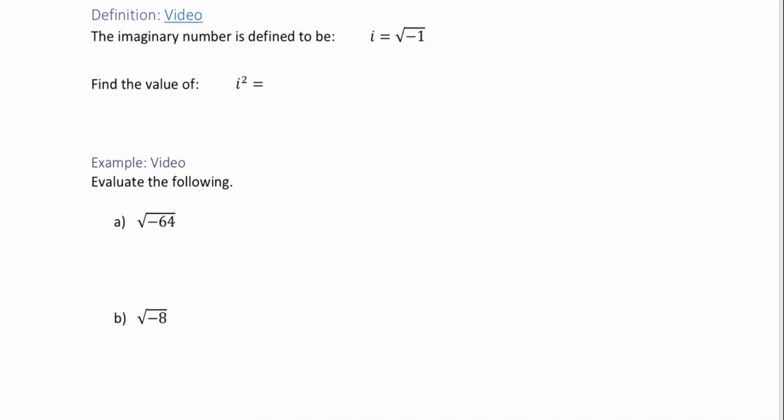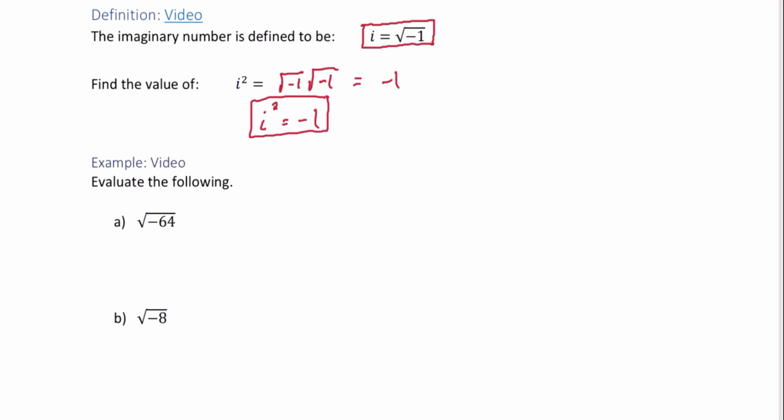The imaginary number is defined to be i equals the square root of -1. We'll use this when dealing with concepts in the example below. i squared is i times i, so we have the square root of -1 times the square root of -1, which is -1. So i squared we can define to be -1. This comes up later when dealing with operations on i.